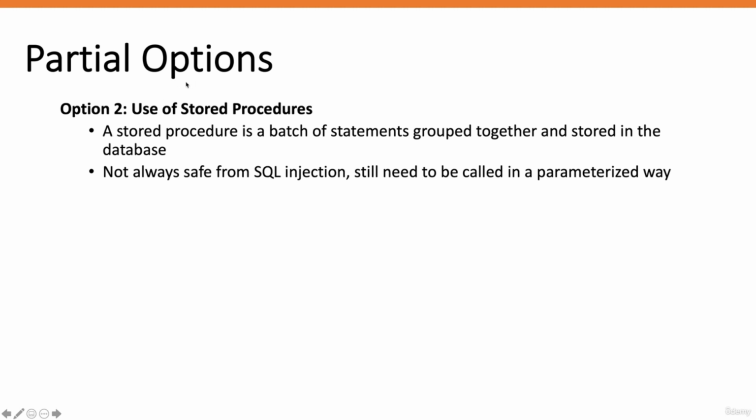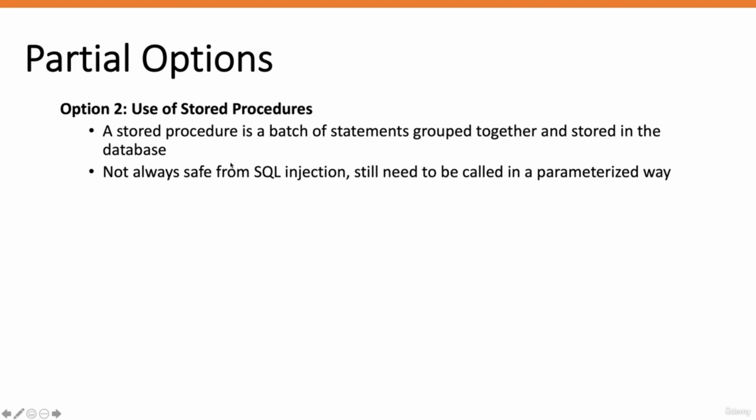Now, there are partial options that the book talks about. One is the use of stored procedures. Stored procedures are batches of statements grouped as a logical unit and stored in a database. This is not always a safe way of preventing SQL injection vulnerabilities, because if it's implemented incorrectly, it could still be vulnerable to SQL injection. So it still needs to be called in a parameterized way in order for it to be safe against SQL injection vulnerabilities.